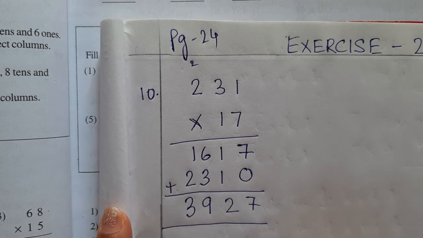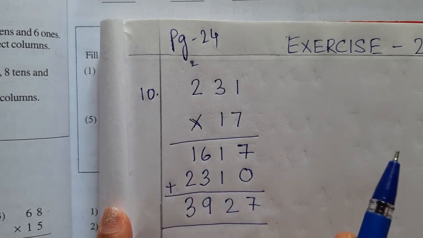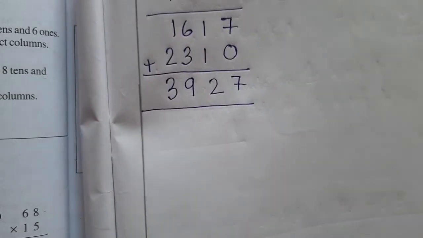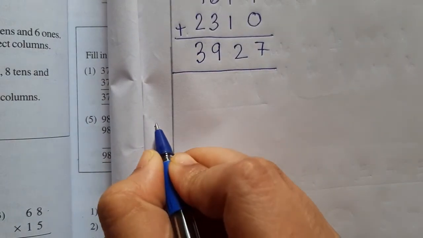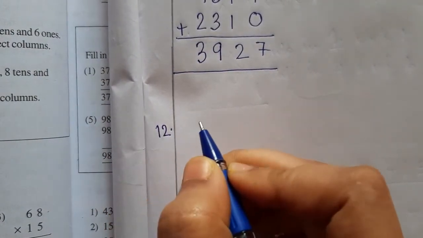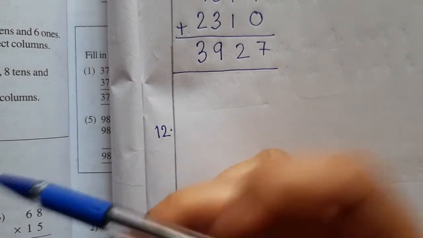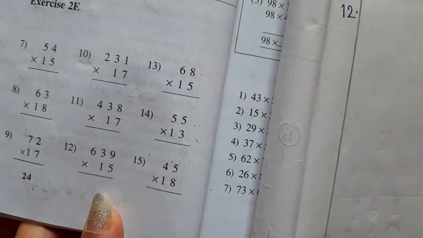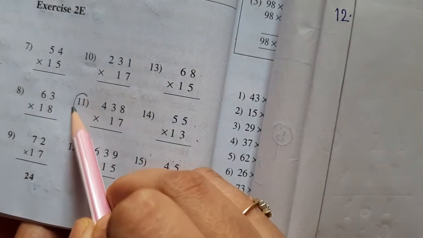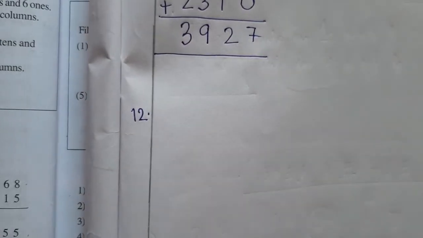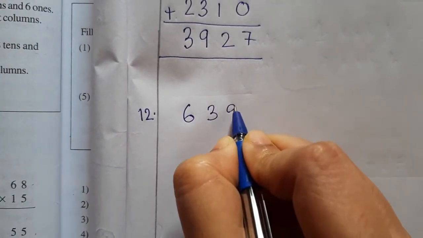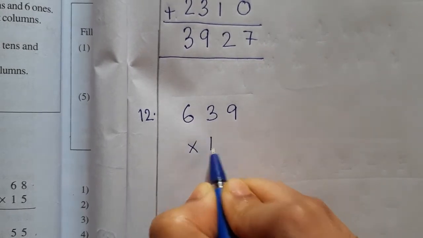Now let's do question number, I did question number 10. Now let's do question number 12. I have missed question number 11. You do question number 11 in your homework. Okay. Now question number 12. 639 multiplied by 50.